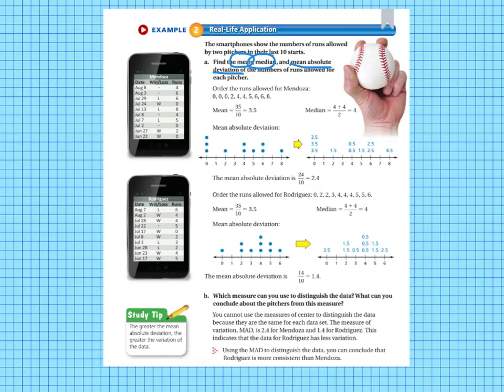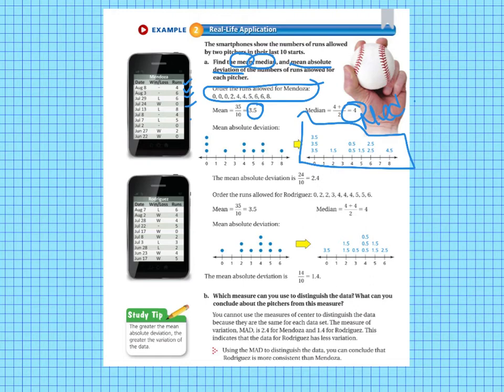So the median for Mendoza is right here. We put the numbers in order, and we have two middle numbers. They're both 4, so our median is 4. Then we find the mean for Mendoza, and it's 3.5. And then the mean absolute deviation. So we take each one of these runs and we subtract it from the mean. That's shown here for you on the dot plot. Then we divide that by the number of pieces of data that we had, which is 10. So it's 24 divided by 10, so that equals 2.4.